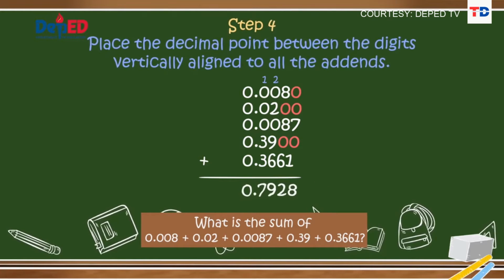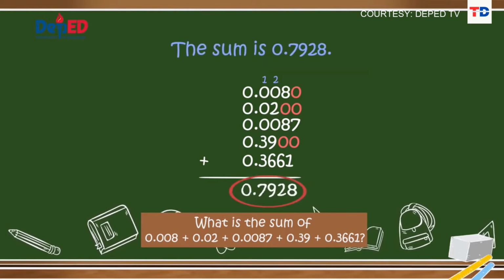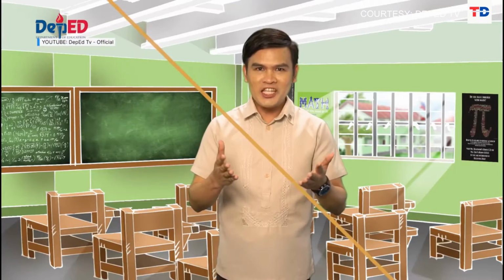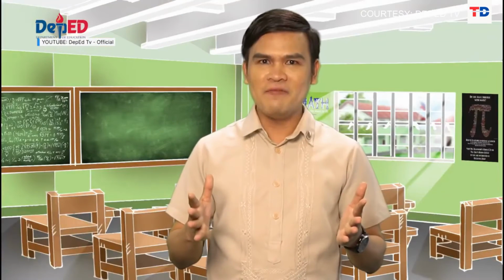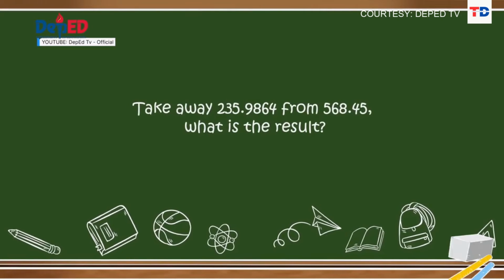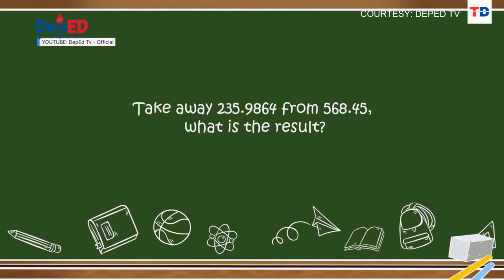Step 4. Place the decimal point between the digits vertically aligned to all the addends. So, the sum is 7,928 ten-thousandths. Did you get the correct answer? Good work! Let's have another one. Take away 235 and 9,864 ten-thousandths from 568 and 45 hundredths. What is the result?